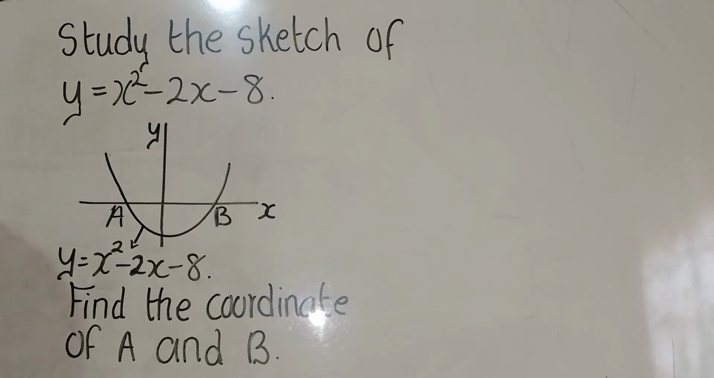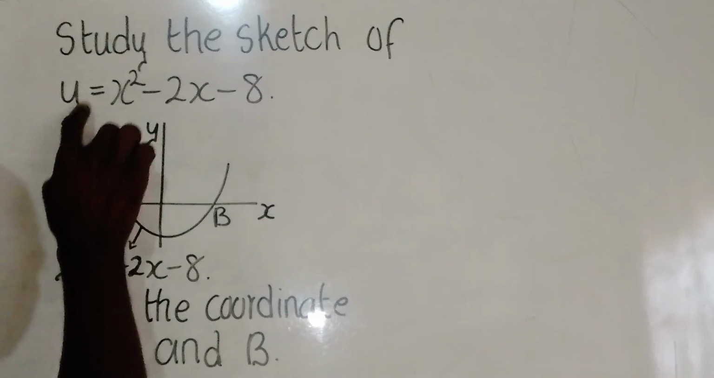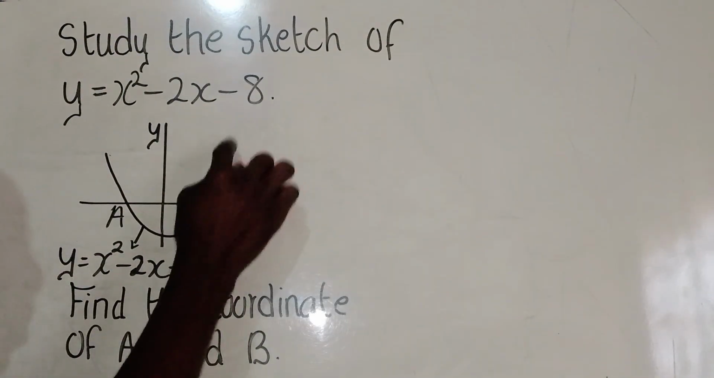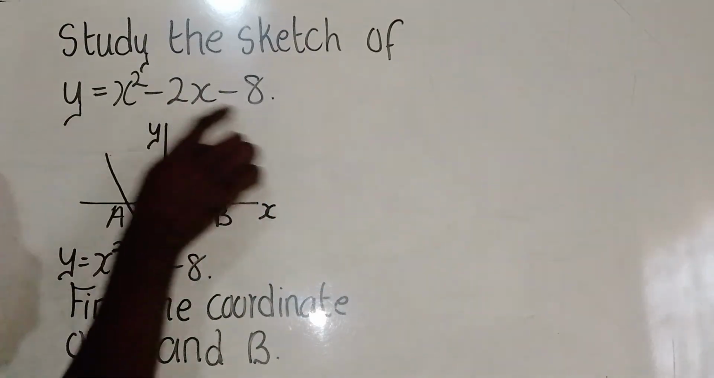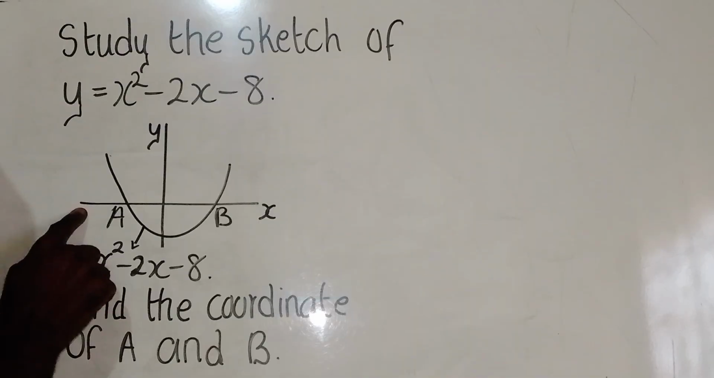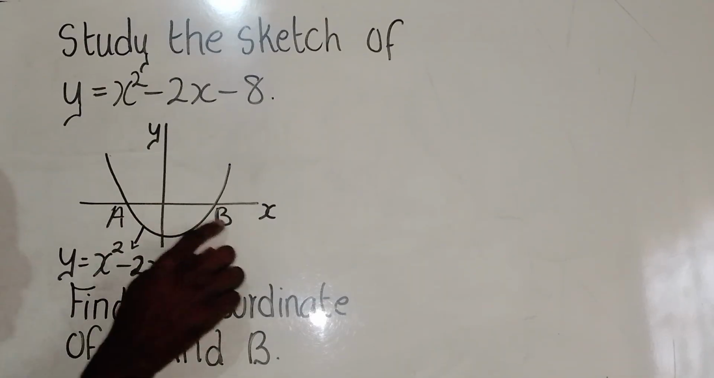Okay, so we have a mathematics question that says study the sketch of y equals x squared minus 2x minus 8. This curve you are seeing is coming from this equation. That is the meaning. This is the y-axis, this is the x-axis. Now, they're saying find the coordinates of A and B. So A here and B there.